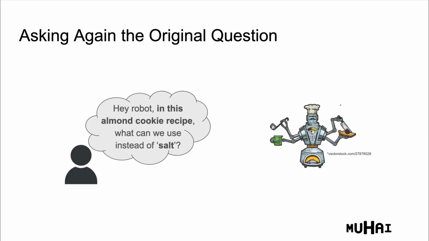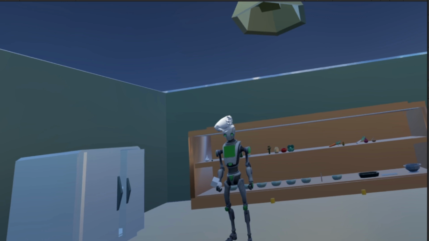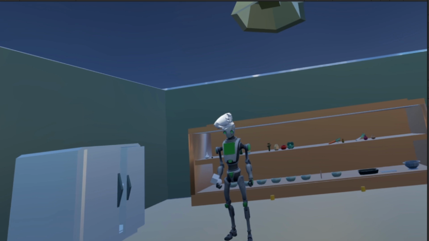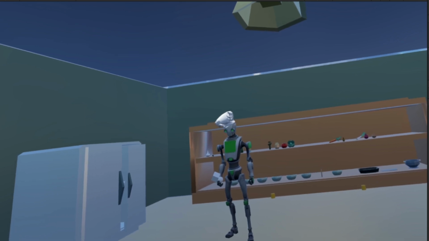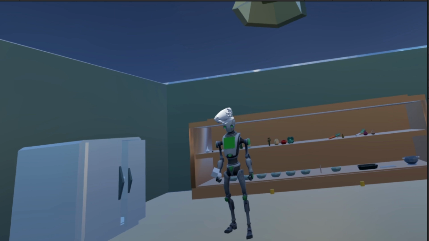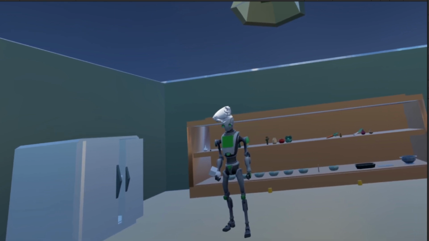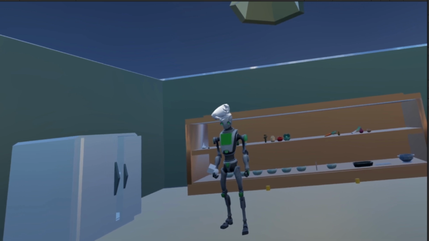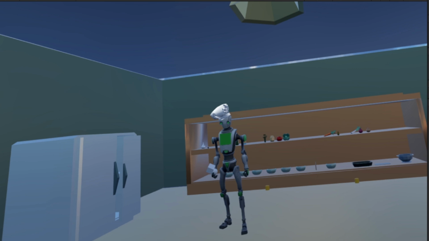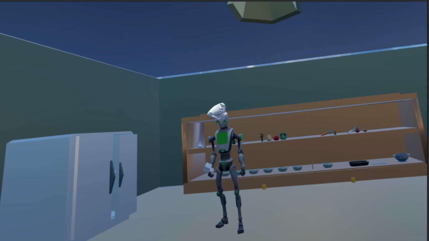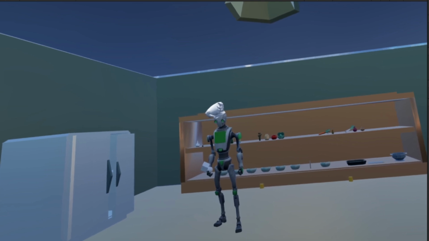Asking again the original query to see updated task behavior. Alright, let's try this again then. Hey robot, in our favorite almond cookie recipe, what can we use instead of salt? I understand that you mainly want to replace the salt ingredient, or an ingredient with the salt product property, or an ingredient with the sodium chloride food product property. For this reason, I suggest to use lime juice, with a score of 45%, because it usually replaces the salt ingredient, or to use garlic salt, with a score of 45%, because it usually replaces the salt ingredient.